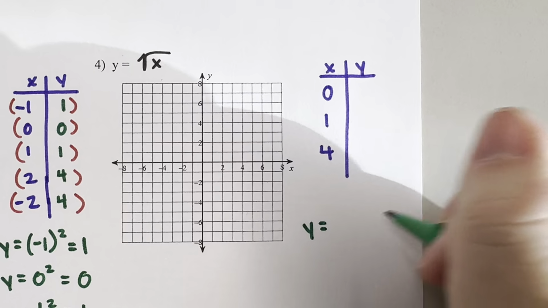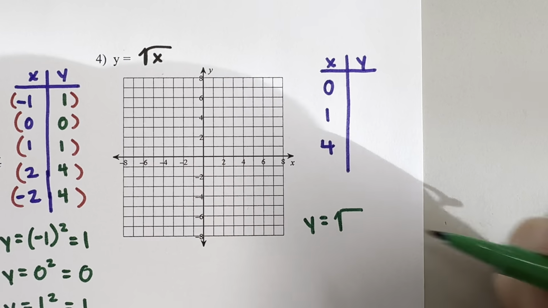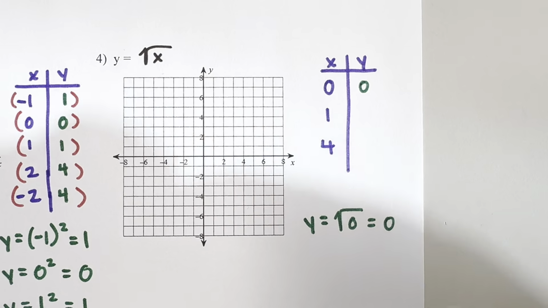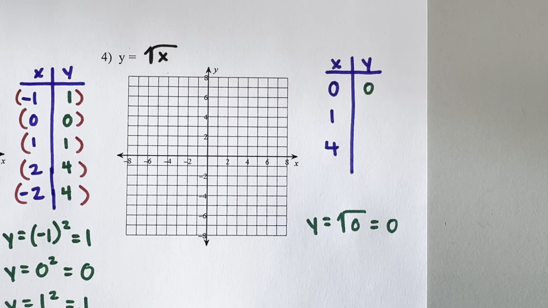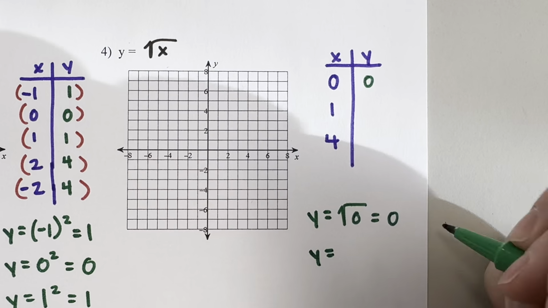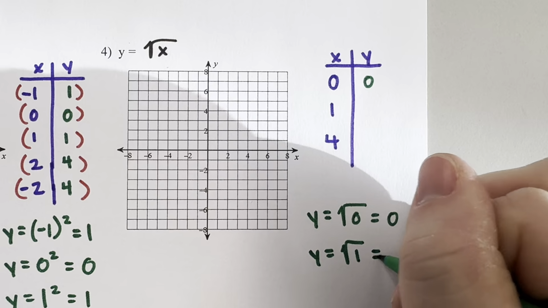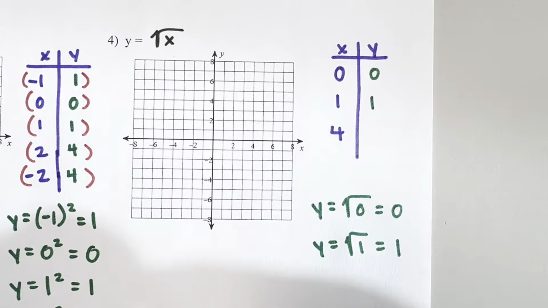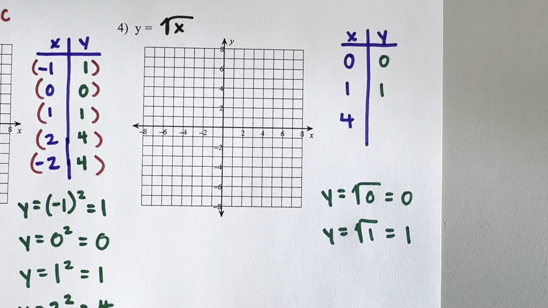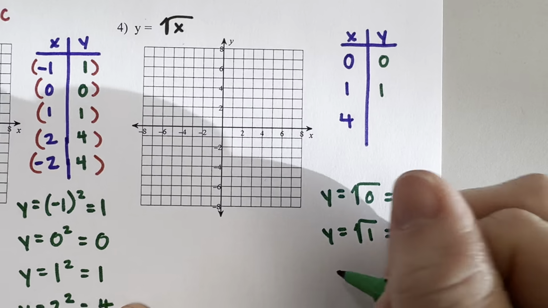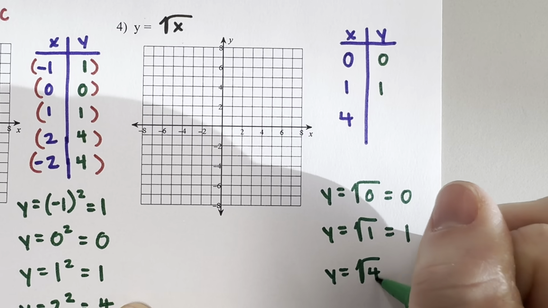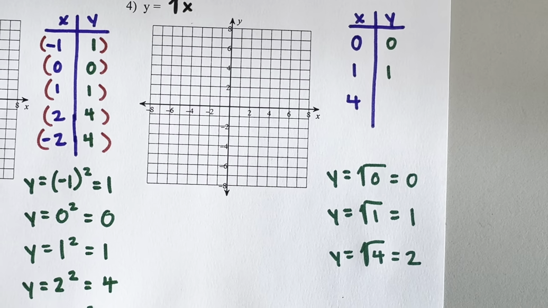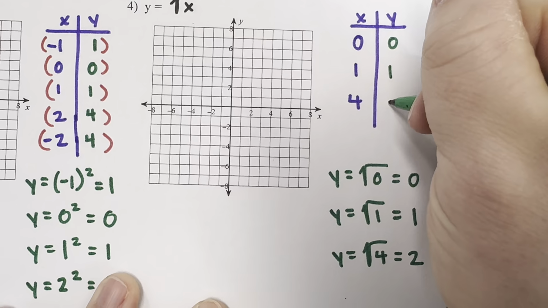So I have 0 first. Okay, so I'm going to plug in 0 for my x. Well, the square root of 0 is just 0. So when I plug in a 0, I get out a 0. Okay, then I'm going to do my square root of 1, and the square root of 1 is also just 1. So when I plug in a 1, I get out a 1. Okay, this pattern does not follow because when we plug in a 4, okay, well, what is the square root of 4? That is 2. Okay, so when I plugged in a 4, I got a 2.